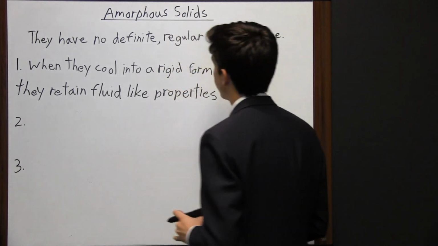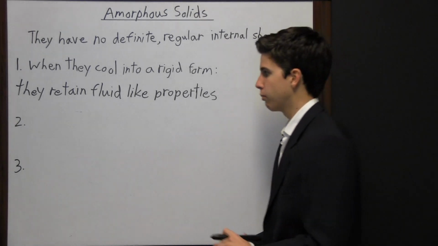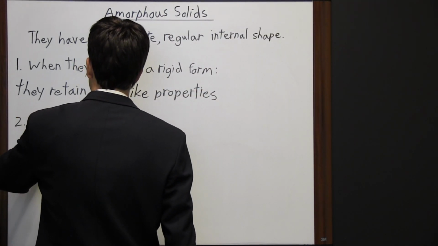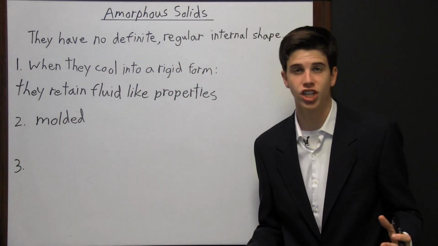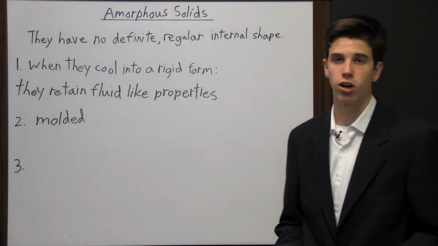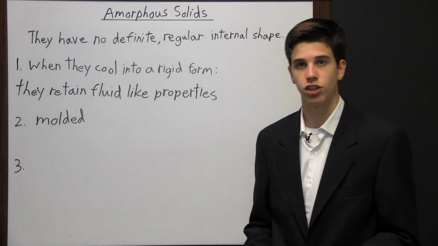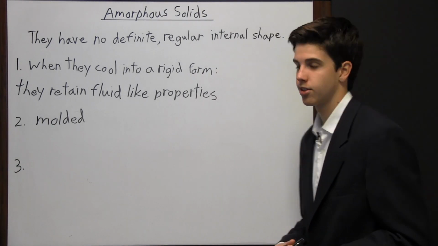Now, because these amorphous solids have no definite, regular internal shape, they can be easily molded. And so think about glass, for example. That's an example of an amorphous solid. And glass comes in a variety of forms and shapes. It can be a glass bottle, or it can be in a window, or it could be some kind of complex glass structure. The point is, glass can be molded into many different shapes and sizes.